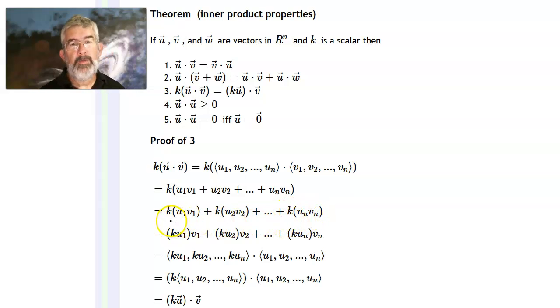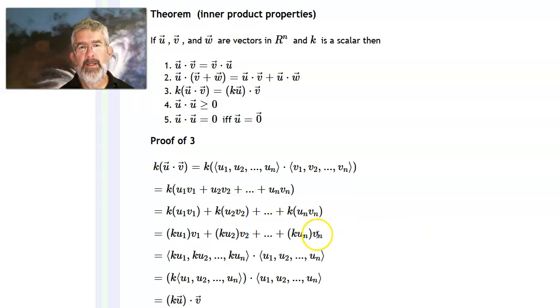Now, each one of those terms in that sum is just a product of 3 real numbers, and the product of 3 real numbers satisfies an associative property. So rather than multiplying u1 and v1 together first and then multiplying by k, I could multiply the k times the u1 and then multiply by the v1 afterwards, and likewise in each of those others. So going from this step to that step is just the associative property of multiplication of real numbers.